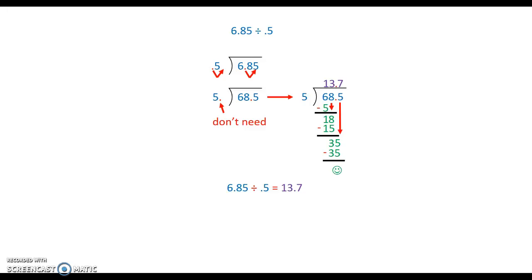So remember, you can check this by multiplying our new quotient by one of the factors. 13.7 times 0.5 equals 6.85. So you can check this by multiplying backwards. Okay, so why does this work?